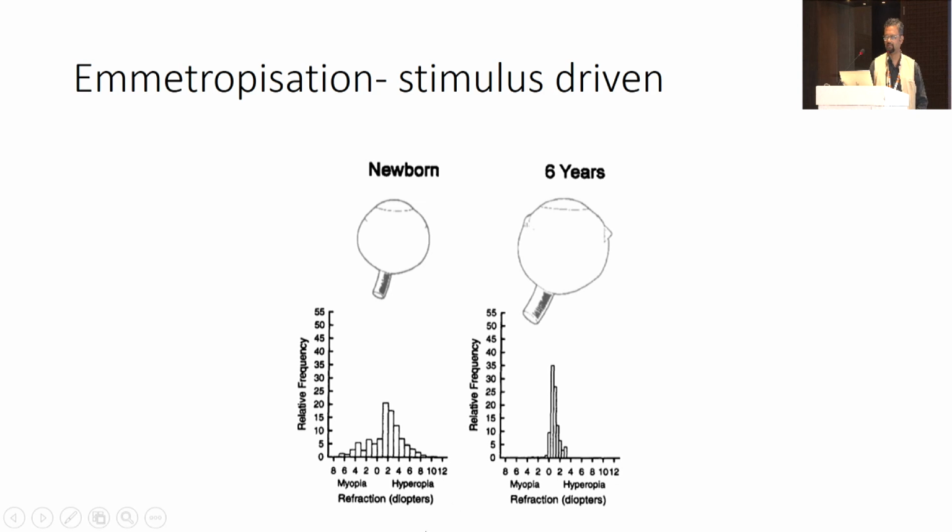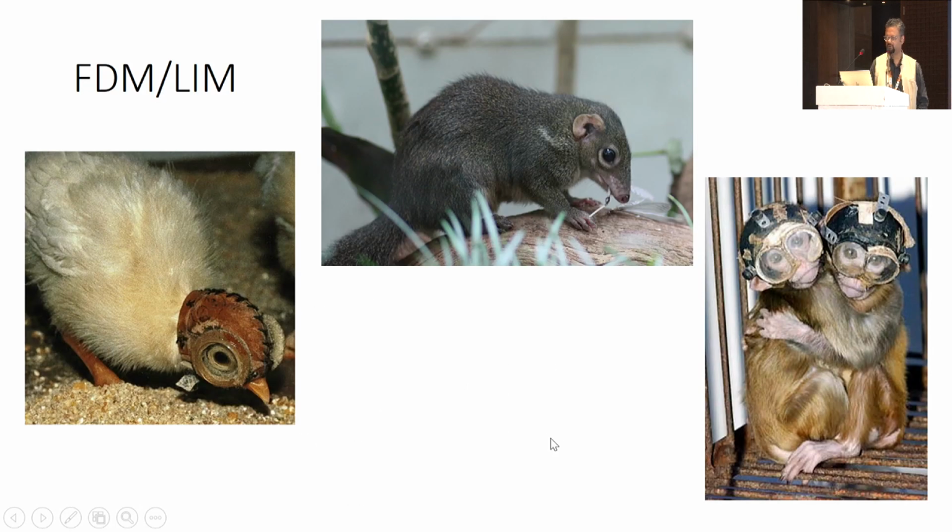Here in this graph, you can see on the left side the refractive error spread across the spectrum in a newborn, and as the child becomes 6 years old, they tend to bunch around emmetropia. So how does this process happen?